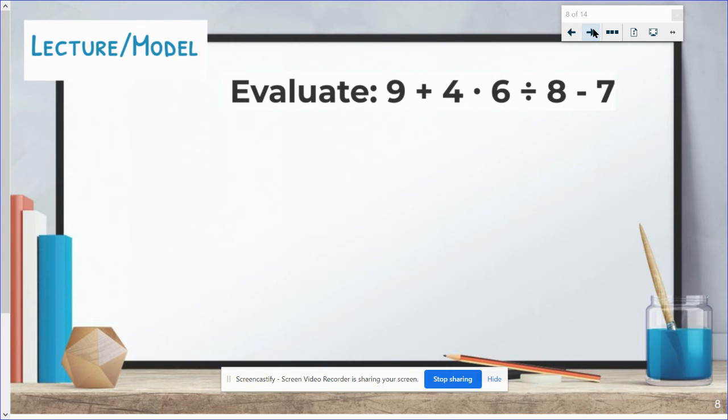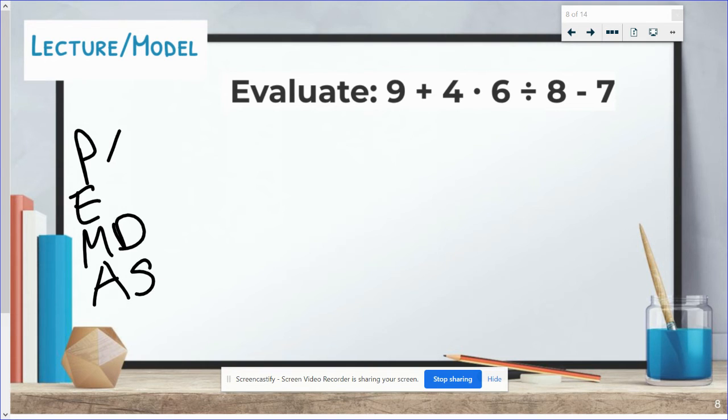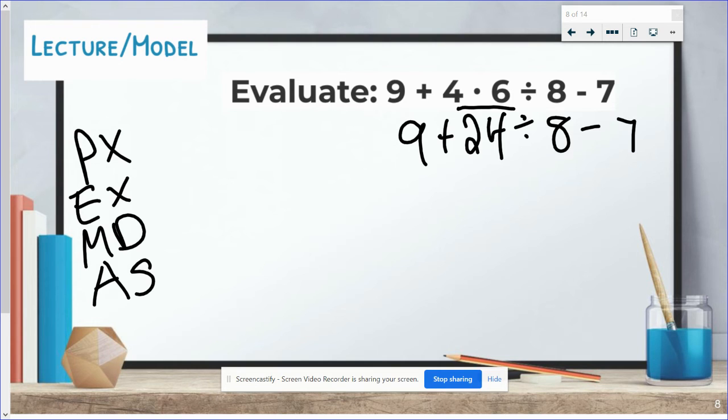All right, evaluate 9 plus 4 times 6 divided by 8 minus 7. So always write your order. I don't see any parentheses. I don't see any exponents. So next is multiply and divide. I see 4 times 6, which is 24. I am going to copy down the rest of my expression. Now I have 9 plus 24 divided by 8 minus 7.